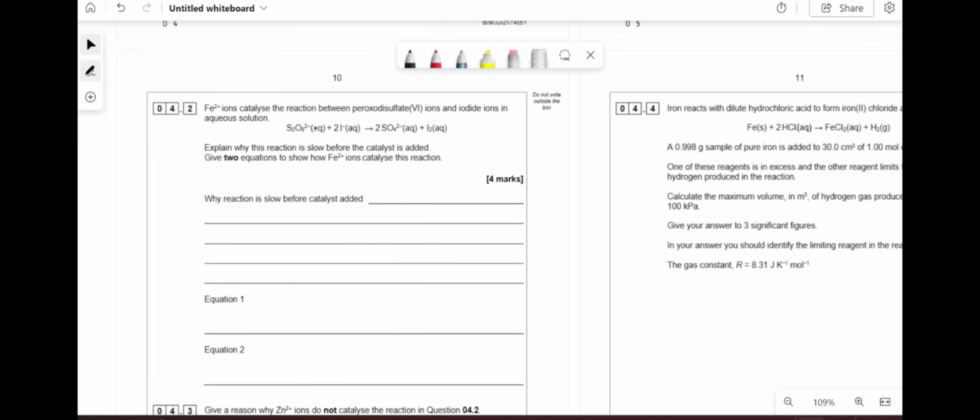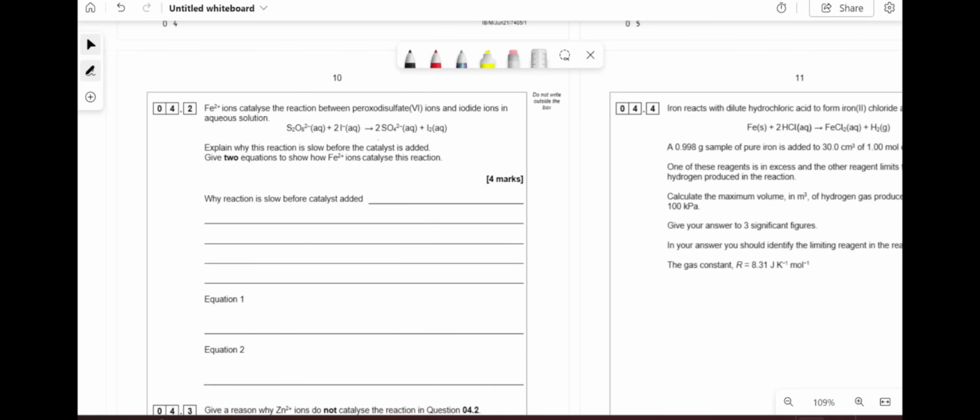Fe2+ catalyzes the reaction between peroxydisulfate ions and iodide ions in aqueous solution. So you've got S2O8 2- and 2I- gives you 2SO4 2- plus I2. Explain why this reaction is slow before the catalyst is added, and give two equations to show how Fe2+ ions catalyze this reaction. So this is something that you guys need to specifically learn, which is, in the spec it says explain with equations how Fe2+ ions catalyze the reaction between I- and S2O8 2-. So let's get this bread.